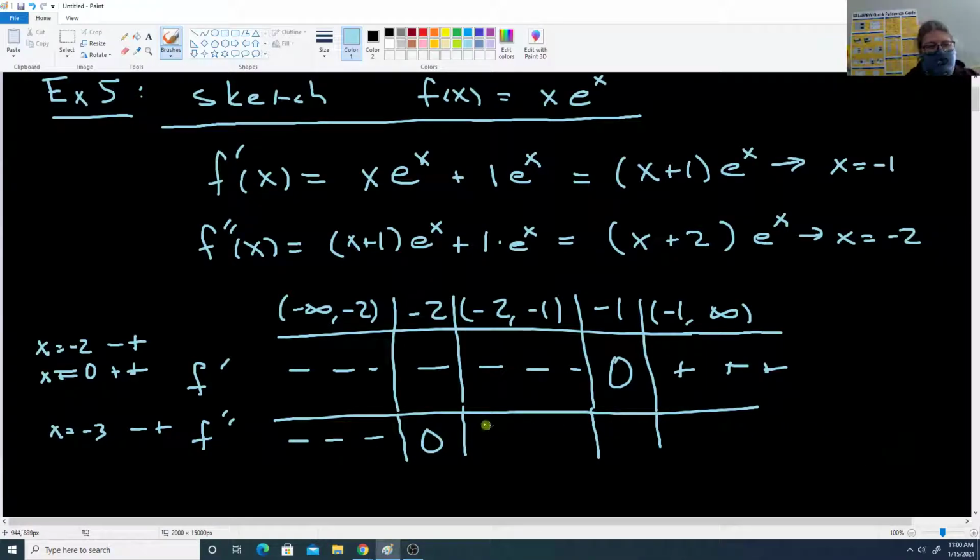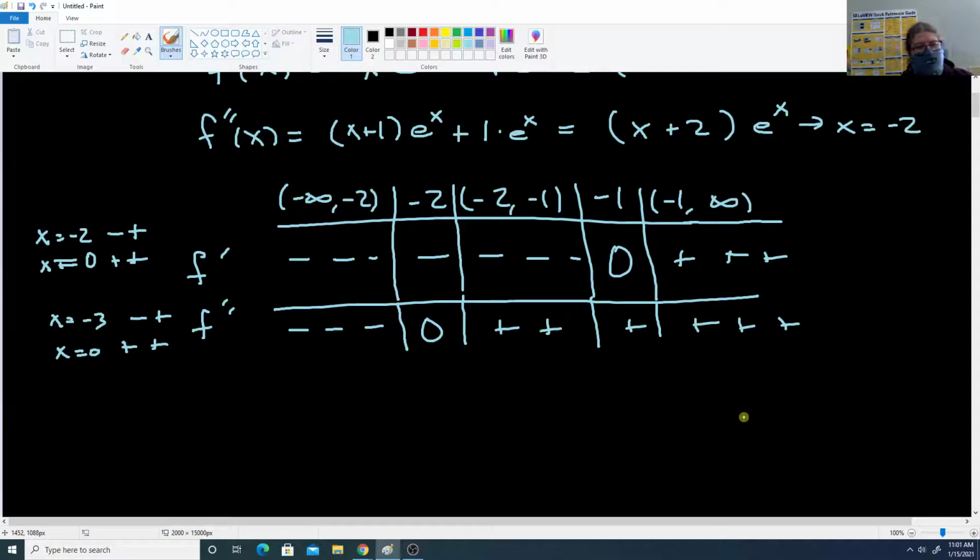Then we'll take a number to the right of negative 2, so let's use 0 again. 0 plus 2 is positive. E to the 0 is positive. So we're positive all the way out there. Okay, so now we need to check what's going on with the original function, x e to the x. So we need to see the limit as x approaches infinity of x e to the x, and the limit as x approaches negative infinity of x e to the x.